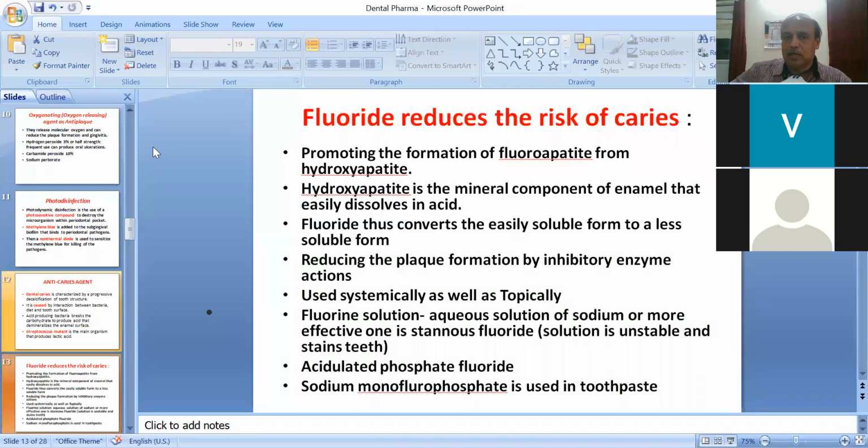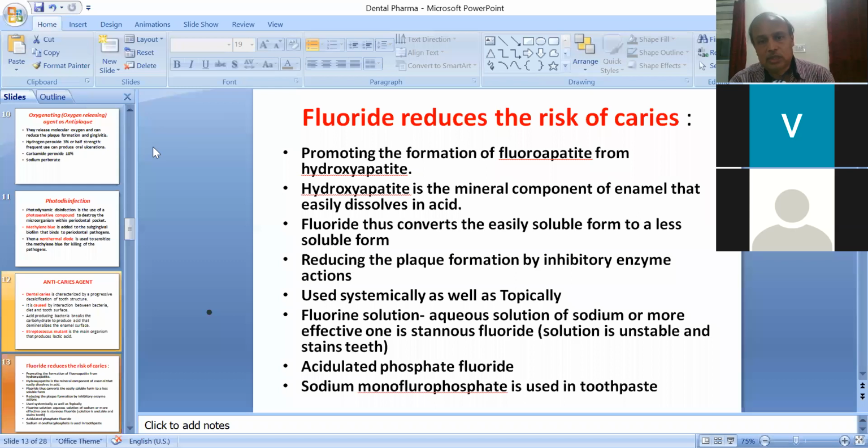What is hydroxyapatite? It is the mineral component of enamel that easily dissolves in acid. When bacteria produce acid, they will dissolve the hydroxyapatite, which is the mineral component. So there will be demineralization. So fluoride is converting hydroxyapatite to fluoroapatite. So the easily soluble form is converted to a less soluble form, and therefore it reduces the risk of plaque formation. Also, it inhibits some enzyme functions, and therefore that is producing this response.